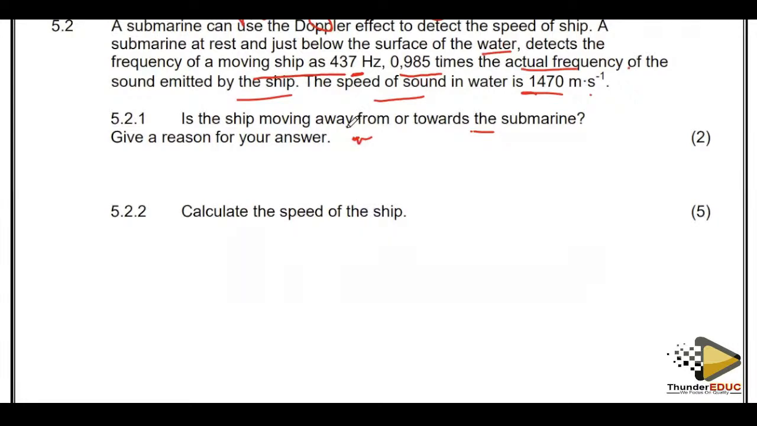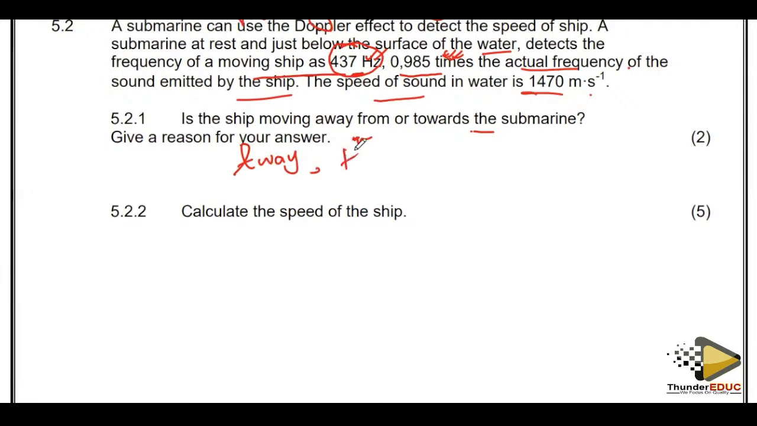Now, when you look at what the submarine is detecting, it's detecting 437 Hertz. And they are telling us this 437 is 0.985 times the actual frequency. So since the number of times is less than 1, it means it's moving away. This 437 is smaller compared to the actual. So we're going to say it's moving away.